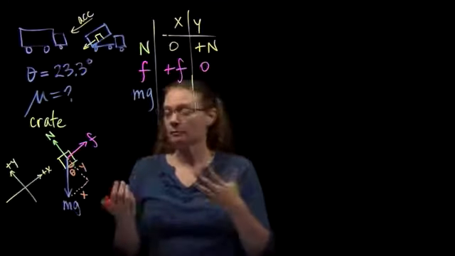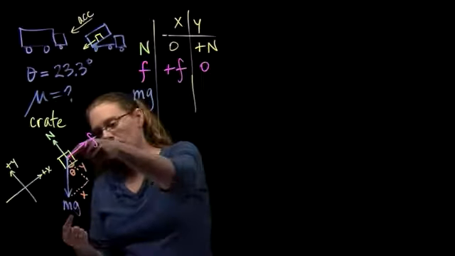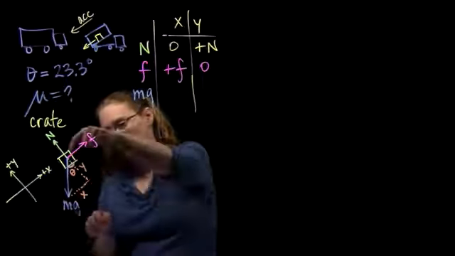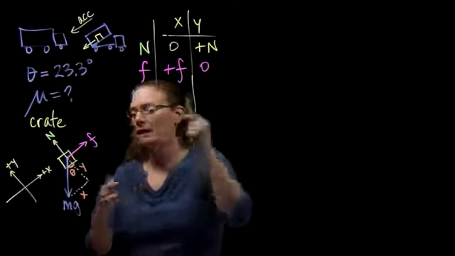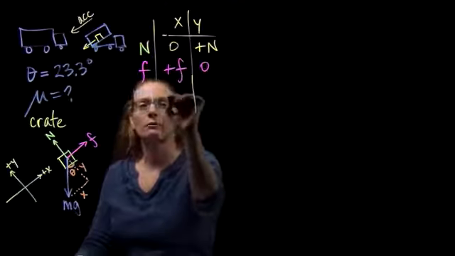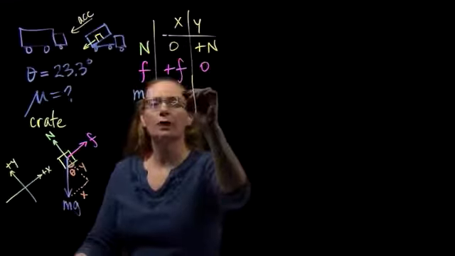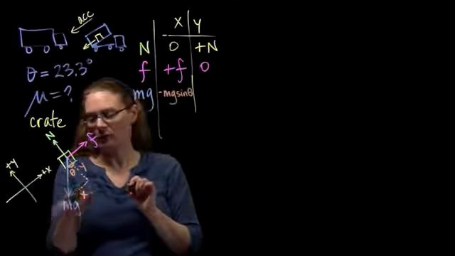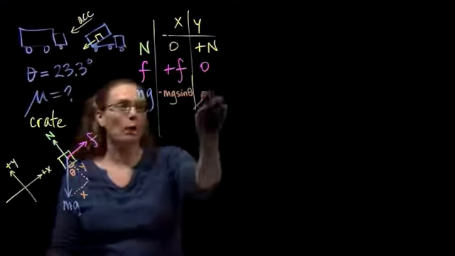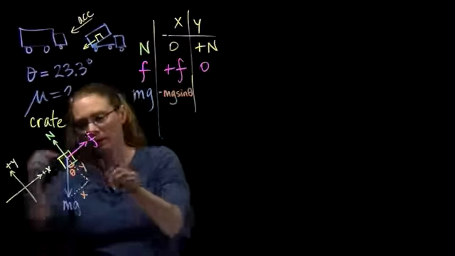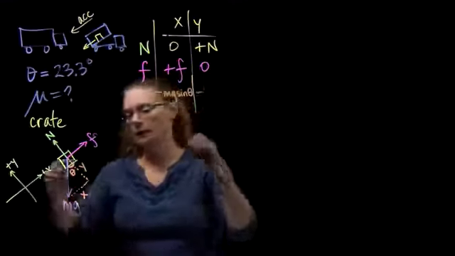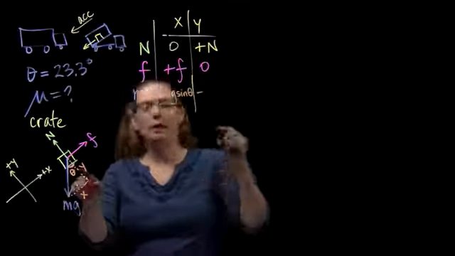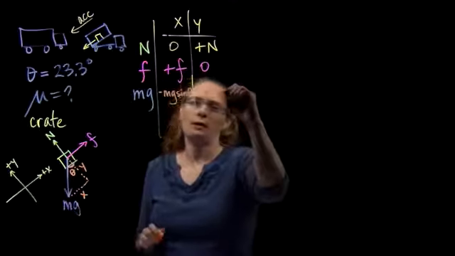Is it positive or negative? Well, it's going left in this direction. So down and left, so I'm going to have a negative here. Negative mg sine of theta. So that's the x component, negative mg sine of theta. Now my y component, that's this one, it's going down, it's going to be a negative, and it's the adjacent to the angle, so mg cosine theta.